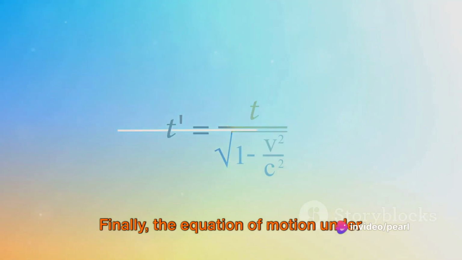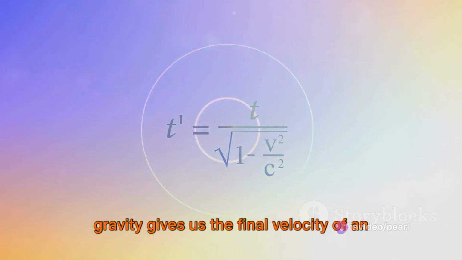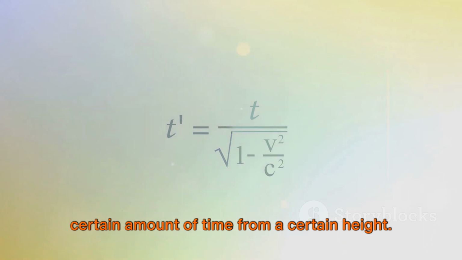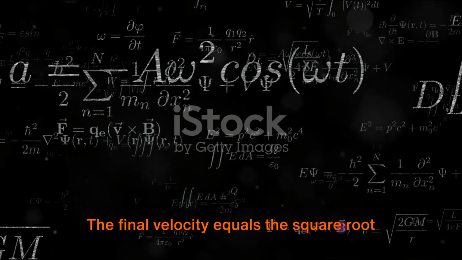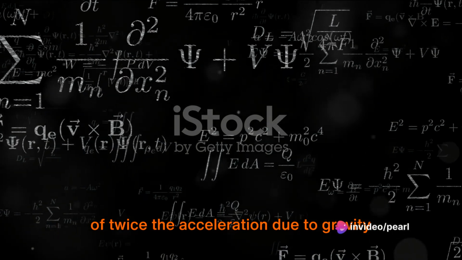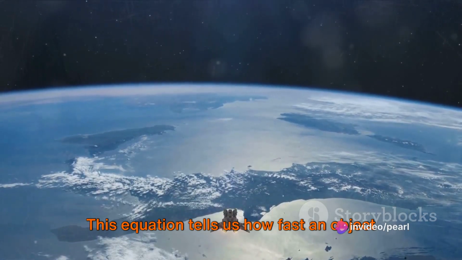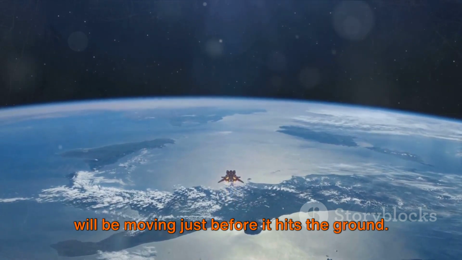Finally, the equation of motion under gravity gives us the final velocity of an object after it's been falling for a certain amount of time from a certain height. The final velocity equals the square root of twice the acceleration due to gravity times the height. This equation tells us how fast an object will be moving just before it hits the ground.